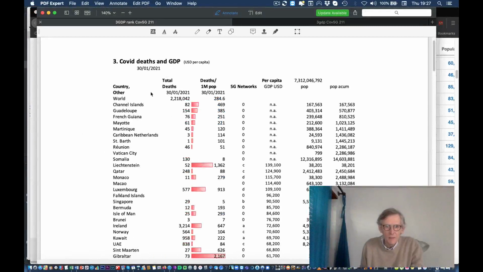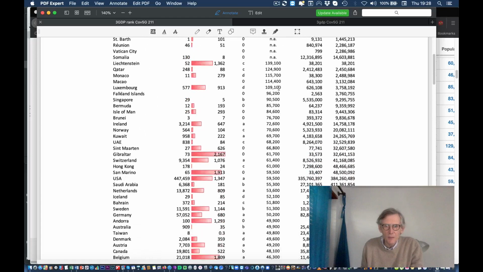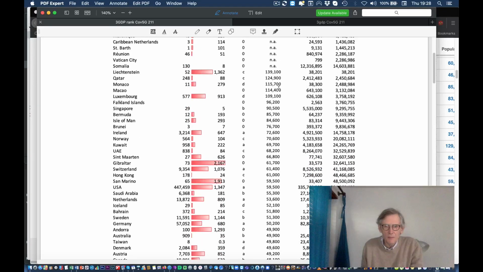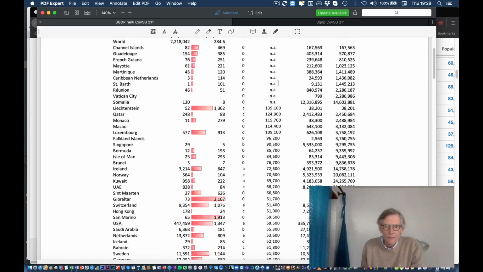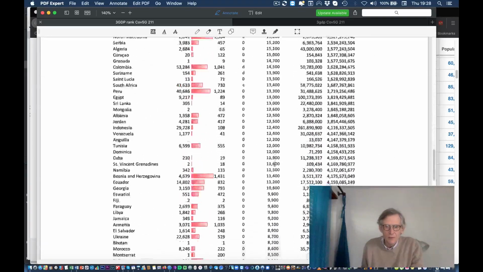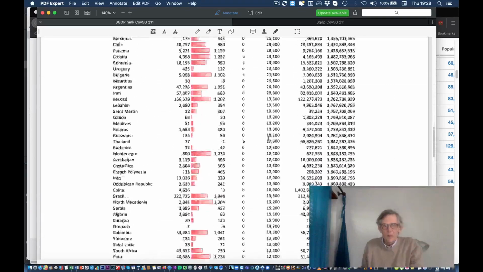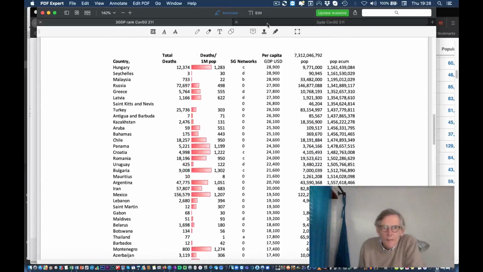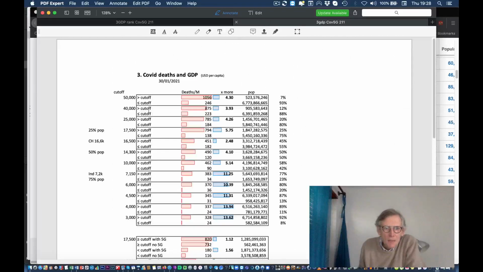For instance, GDP. I included all the deaths per million, the 5G networks, and in this case the GDP that I picked up from Wikipedia. You see those are not available, and these are the GDPs organized in decreasing order. And then I made these maps.